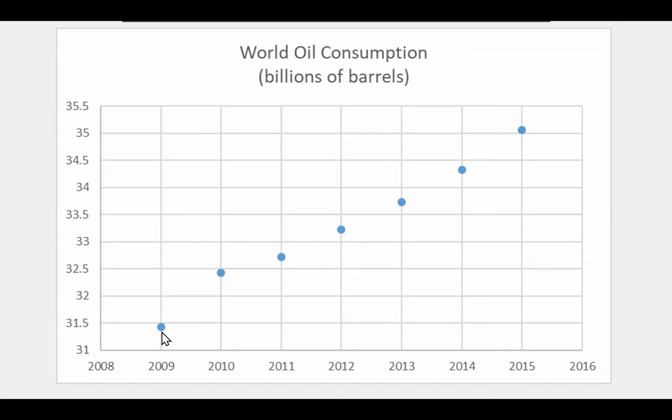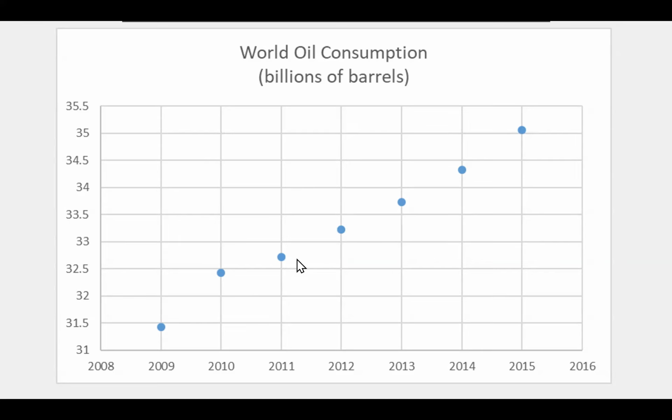I've already done that and created this. This is just a scatter plot I've created in Excel. But you can see each one of the points for each year. 2012 was somewhere between 33 and 33.5 billions of barrels of oil. 2015 was just above 35 billions of barrels of oil.